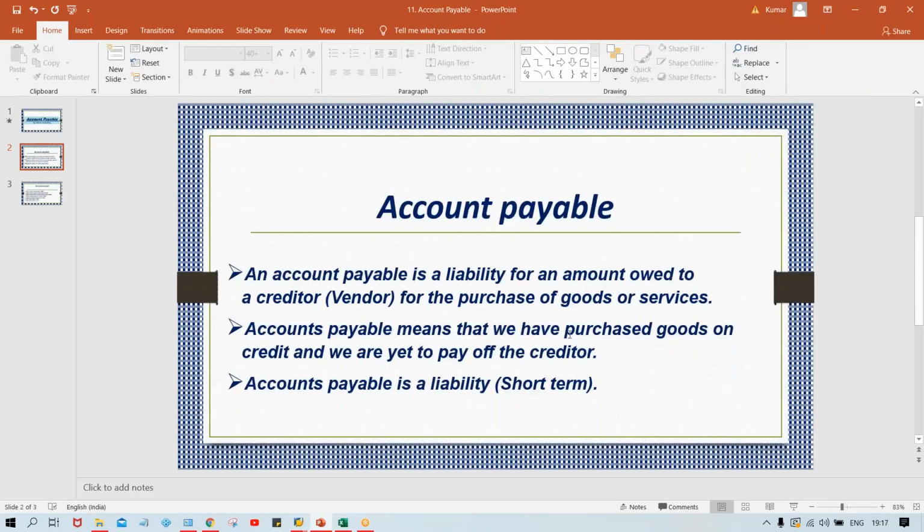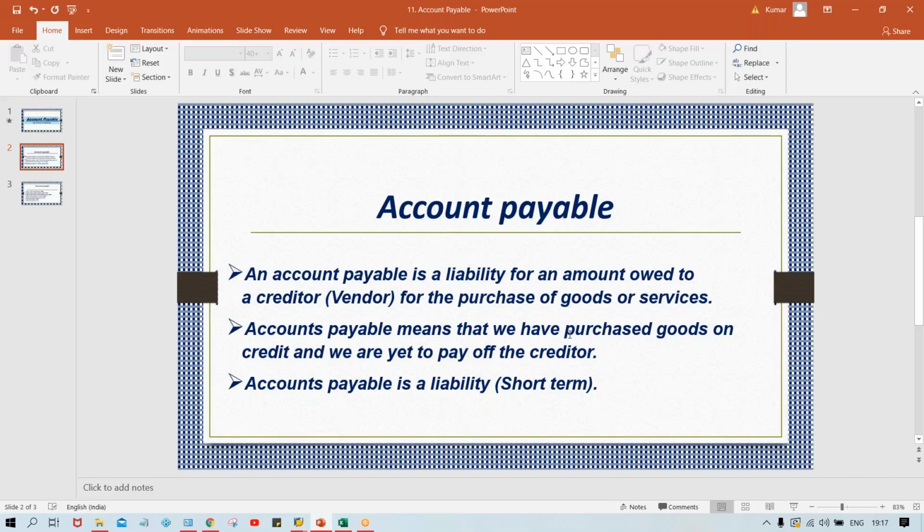Account payable means that we have purchased goods from the vendor on credit, and we are yet to pay off the creditor. Purchase we have made; goods you have received from the vendor, you started your manufacturing, and of course you are going to sell it. But what about the goods you procured from the vendor? The vendor is going to send you an invoice also, worth a certain amount. That amount must be paid, might be after 1 month or 45 days or 60 days, whatever the terms of payment agreed.